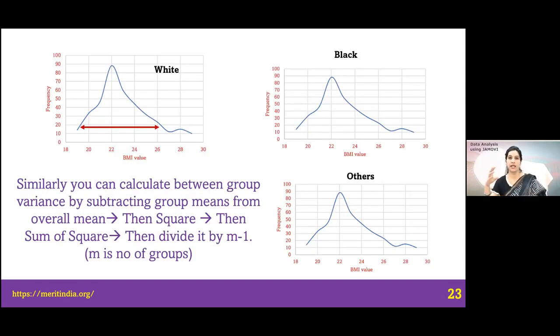Similarly, you can calculate the group variance by subtracting the group means from the overall mean. That means there will be an overall mean. Like if you take the mean of the white, mean of black, and mean of others, that will be the overall mean. And then you subtract this group mean from the overall mean, square it and divide it by the number of groups minus 1. This will be the between group variance.